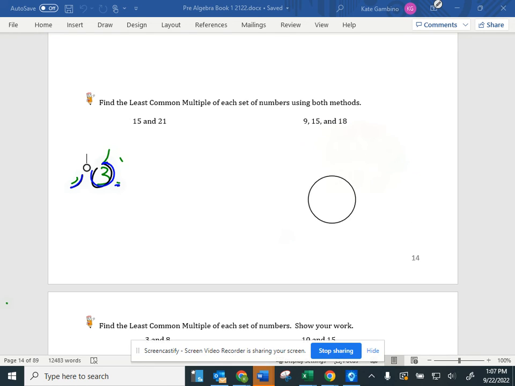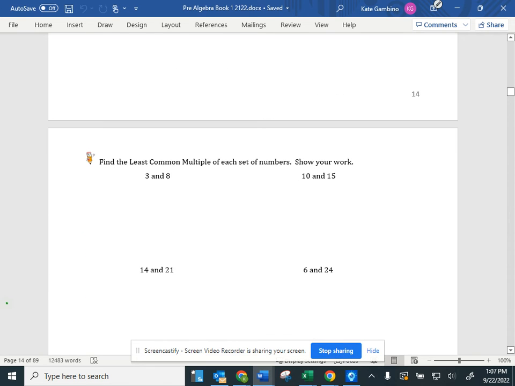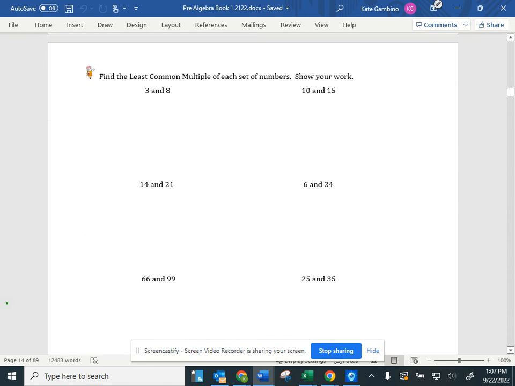I want to erase. Okay, so let's look at our directions. Find the least common multiple of each set of numbers. Show your work. You can use either way. Do you want to use the MCL where you list the multiples and circle the common? Do you want to use the prime factorization where you break it down to their primes and match up your commons and then multiply it?